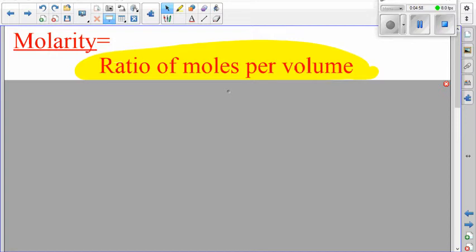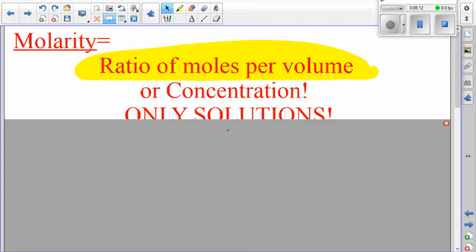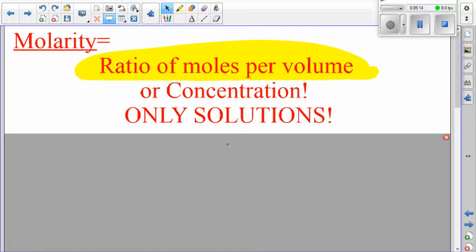Sometimes we say the word concentration. In layman's terms, we talk about concentrations, and those are really molarities of something. And this is only for solutions. This only works for solutions.